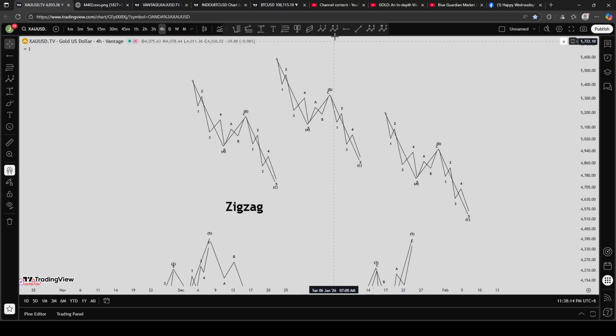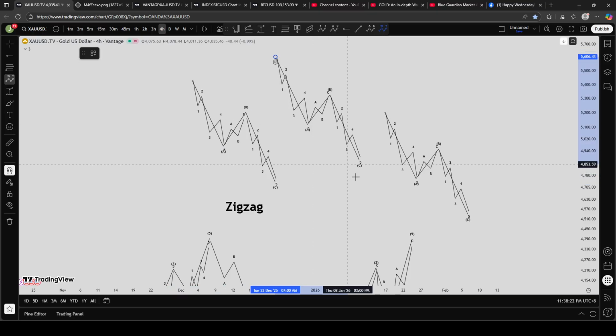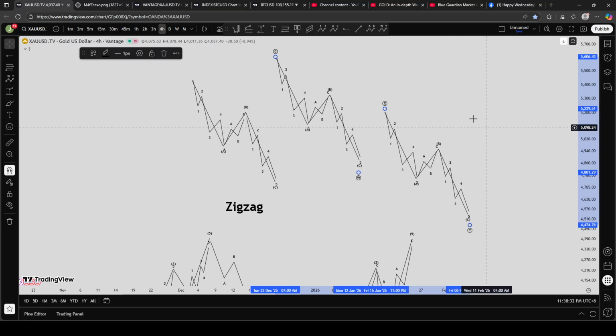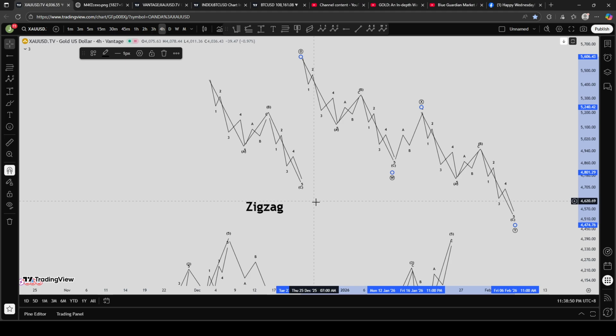So instead of labeling it as A, B, C like this one, you will label it as W for the first set of zigzag, then X for the intervening wave here, and then Y will be the second set of zigzag. Usually the wave X here is at least 3 waves. Or it can also be a lower degree WXY. So basically, that's the difference between the two.